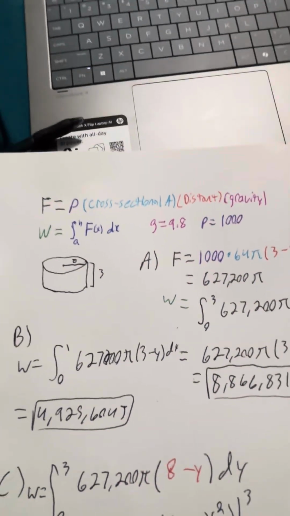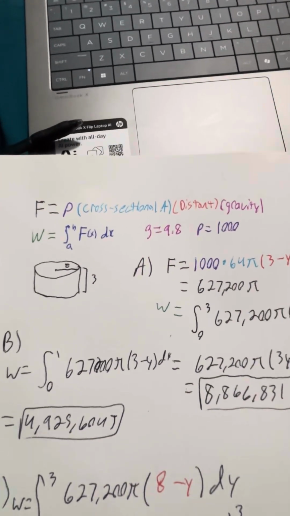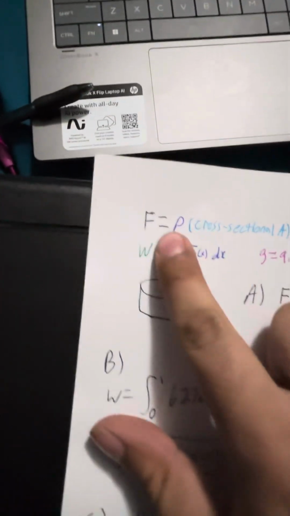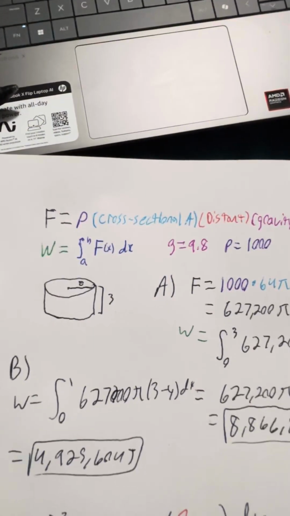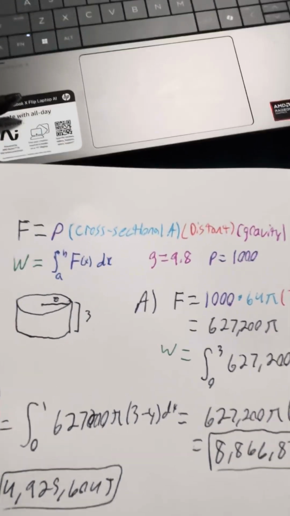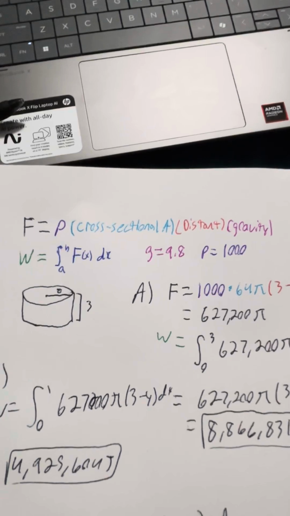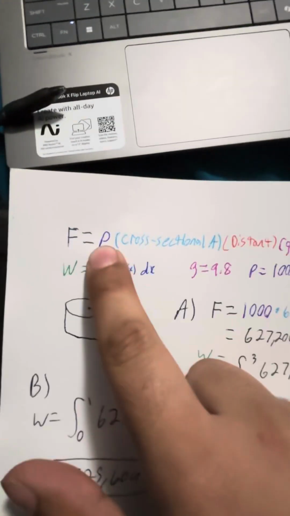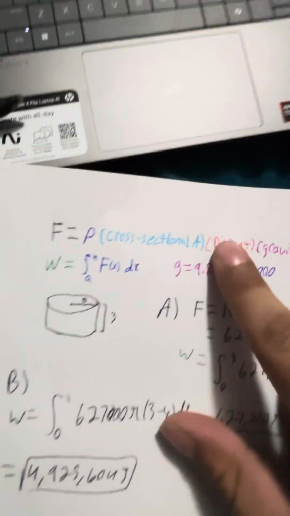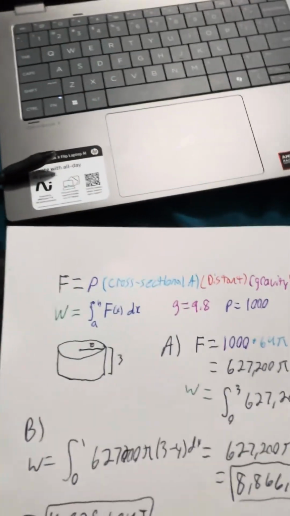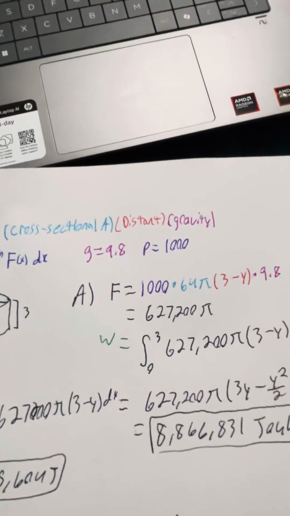Okay, so this is the pump problem. What I like to do to start this off is give my equation for force. Force, by Newton's law, is mass times acceleration, and mass is equal to density times volume, and volume is equal to cross-sectional area times height or distance. So we could say force is equal to density times cross-sectional area times distance times gravity, because gravity causes objects to accelerate. And so here are some numbers.